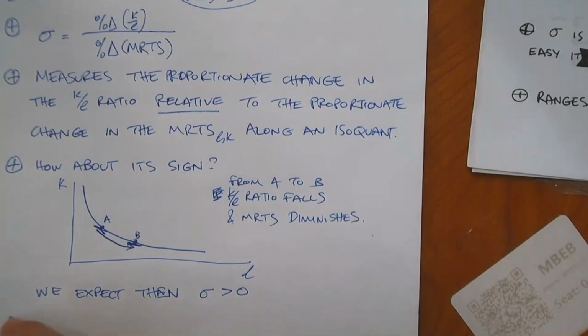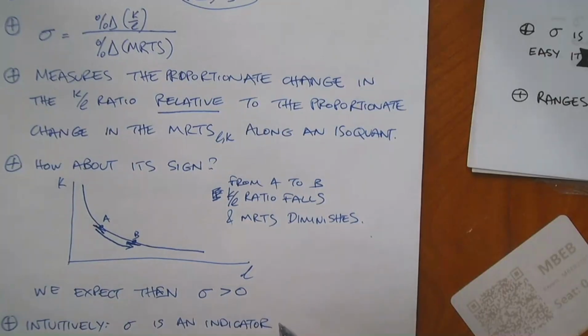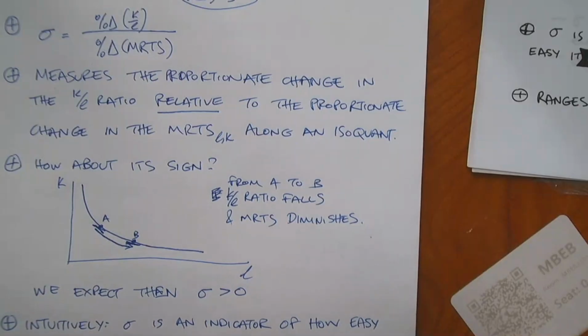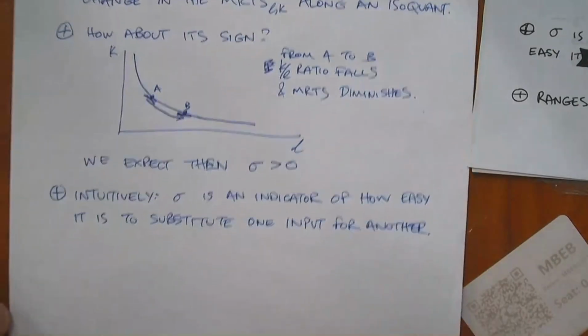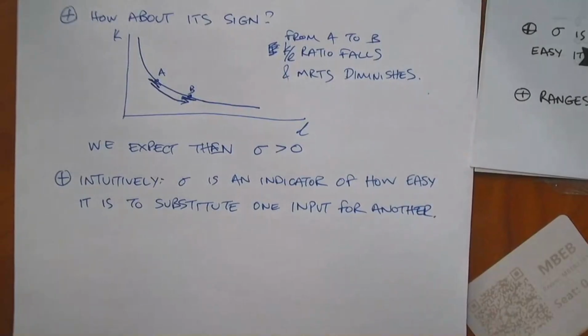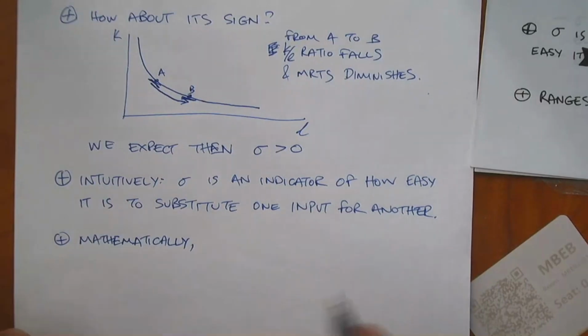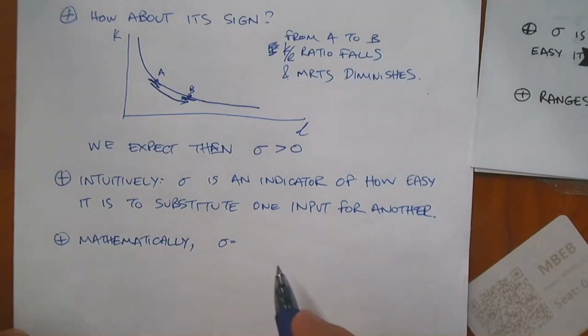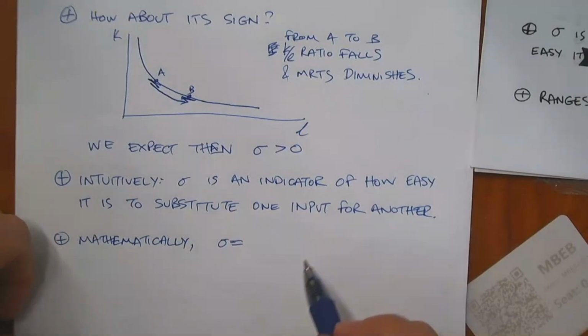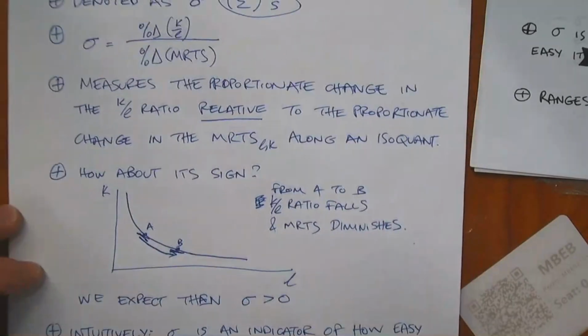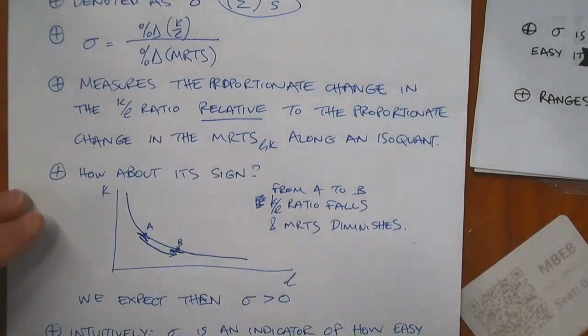Another note, or intuitively, sigma is an indicator of how easy it is to substitute one input for another. Mathematically, we said that sigma is that percent change. You have seen something similar when you've discussed elasticity in the past, where you can go from this expression to sort of this.